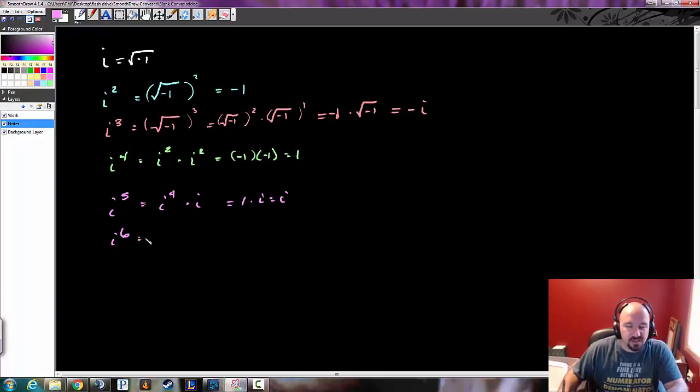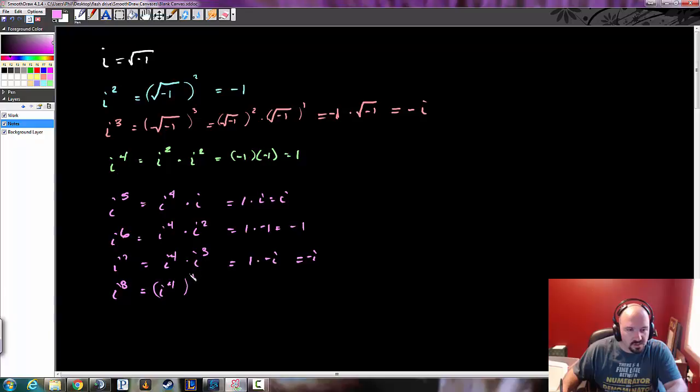i to the sixth is i to the fourth times i squared, which is just 1 times -1, which is just -1. And then we have i to the seventh is i to the fourth times i cubed. That gives us 1 times -i, which is just -i. And then i to the eighth is really i to the fourth squared, because you multiply those exponents. And so that gives us just 1, because 1 squared is equal to 1.